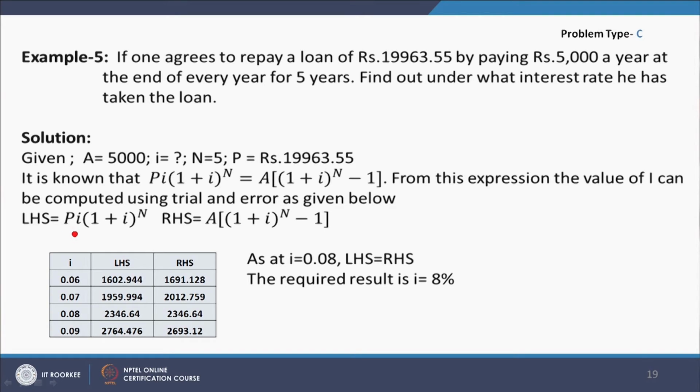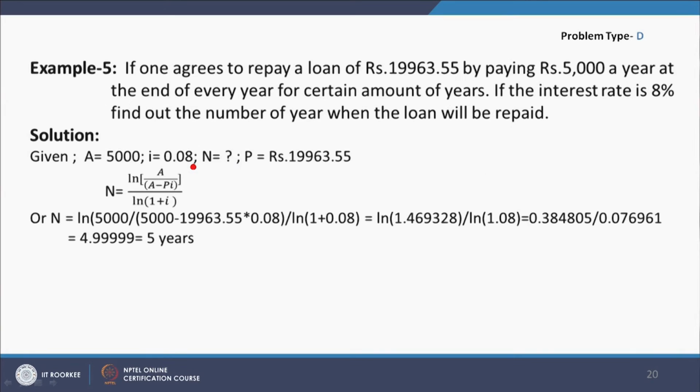My LHS is P I (1 plus I) to the power n, and RHS is A into (1 plus I) to the power n minus 1. So, I take different values of I and calculate until LHS equals RHS. So, we see at I equal to 0.08, that is 8%, LHS equals RHS, and hence the required result is 8%.